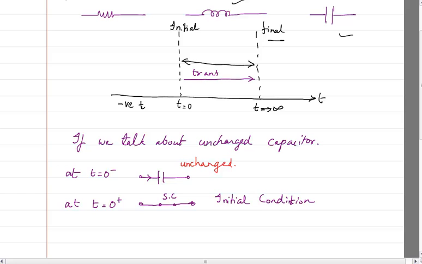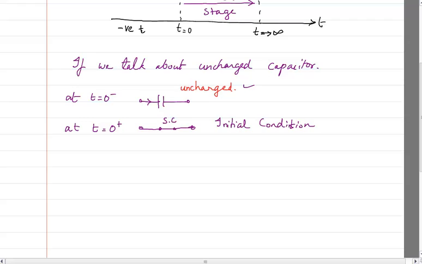Transient stage. What is the meaning of transient? Transient means changing, something that is changing. So the capacitor is changing, it is going through a transient stage, and during the transient stage, when it is uncharged, it will slowly keep on charging.